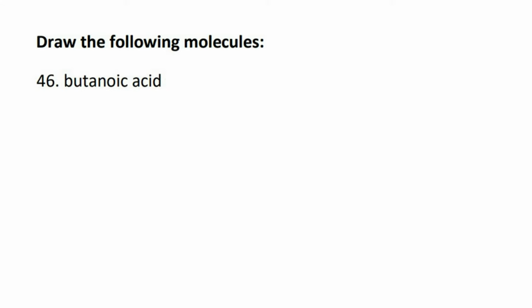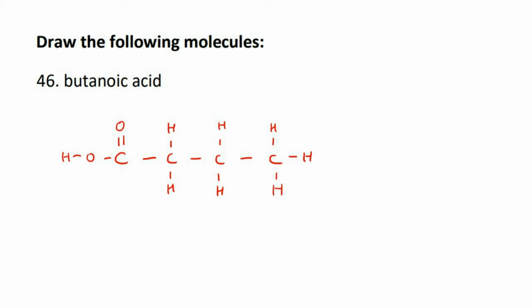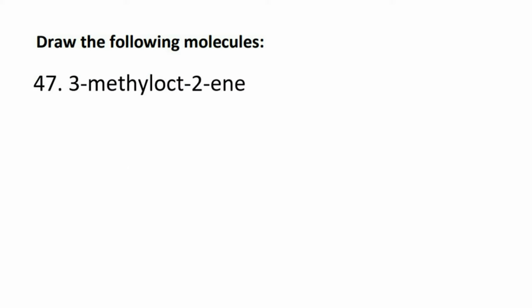Draw the following molecule. Okay, this is butanoic acid, so that means 4 carbons. Then butanoic acid is a carboxylic acid, so you could put a double bond oxygen and then an OH. You could have done it on this carbon as well. That could also be your carbon number 1. The rest of it is just going to be putting hydrogen. There we go.